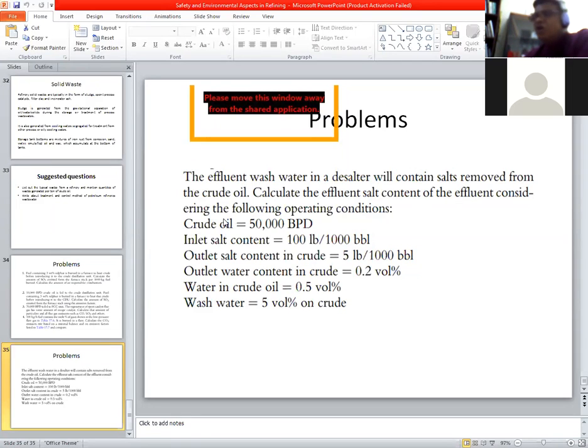Okay. So the information is given: crude oil feed rate 50,000 barrel per day. In the desalter unit, inlet salt content is given. That is actually the mass flow rate. Outlet salt content is also given. So from here we can directly calculate the mass flow rate of salt removal, salt removal mass flow rate by the desalter. Easily we can calculate, because inlet is this one, outlet is this one, feed is given.